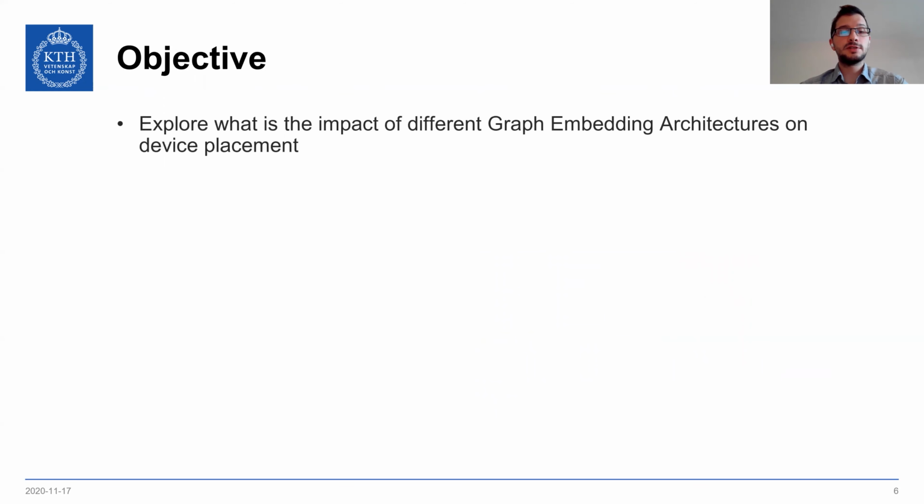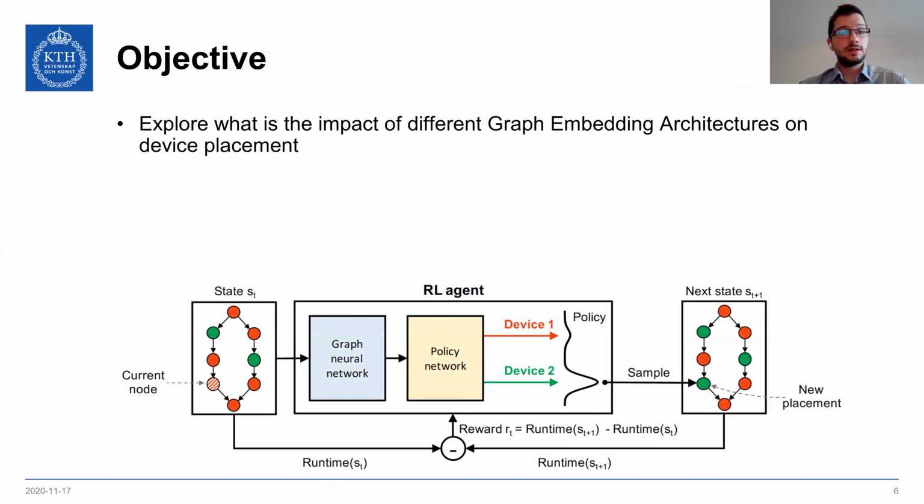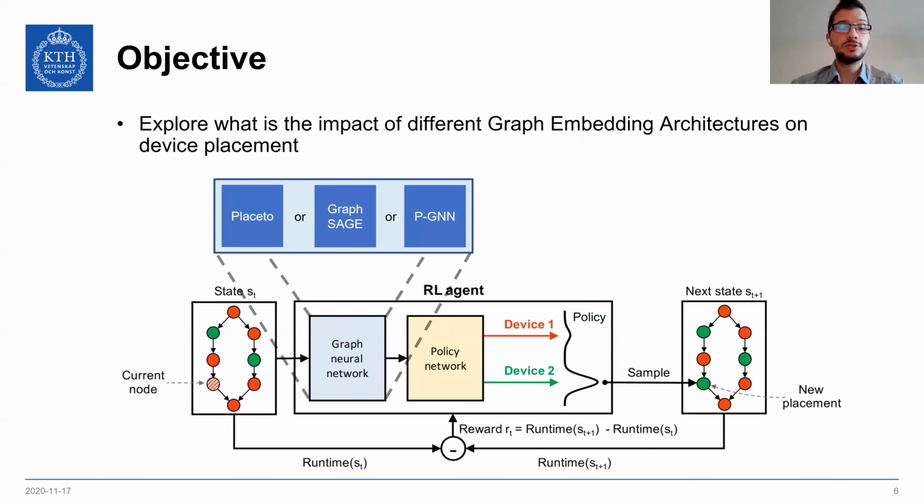Our main contribution is that we explore the impact of different graph embedding architectures on device placement runtime. In practice, we use Place2 as a base and replace the graph embedding module of Place2 with two other graph embedding architectures, GraphSage and PGNN, and measure the quality of the produced placement policies.